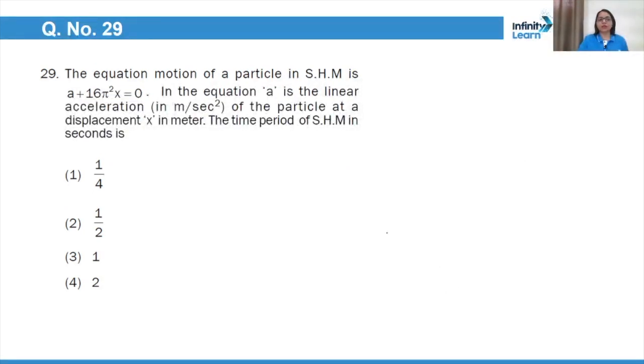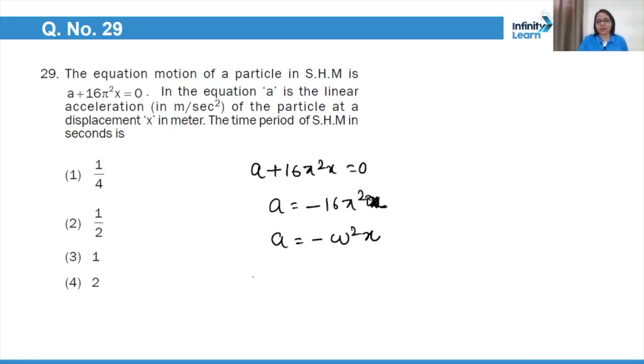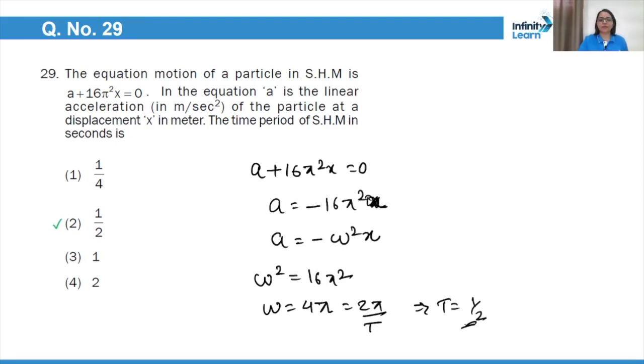Question number 29. The equation of motion of a particle in SHM is a plus 16 pi square x equals 0. In the equation, a is the linear acceleration of the particle at displacement x in meter. The time period of SHM in second is? You can represent this as minus 16 pi square into x, and compare this equation with minus omega square x. So omega square will be 16 pi square, so omega will be 4 pi, which is equal to 2 pi by T. So time period over here will be 1 by 2 seconds, which is option 2.